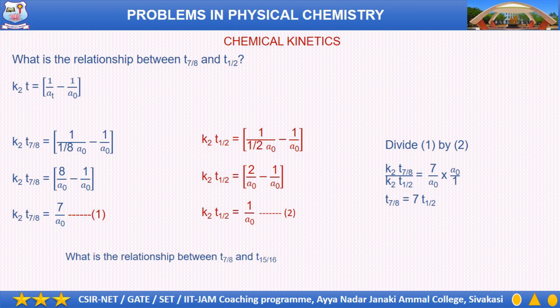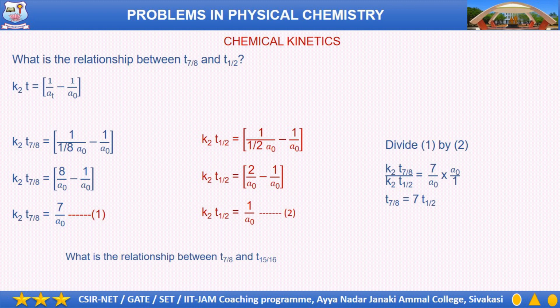We will first apply this one. K2 into T 7 by 8. Therefore, the 7 by 8 portion is completed. What is the remaining portion? 1 by 8 of A naught. So 1 by (A naught by 8) minus 1 by A naught is equal to 8 minus 1 by A naught, equal to 7 by A naught. Therefore, K2 into T 7 by 8 is equal to 7 by A naught.